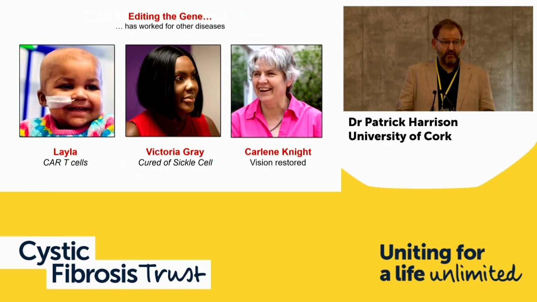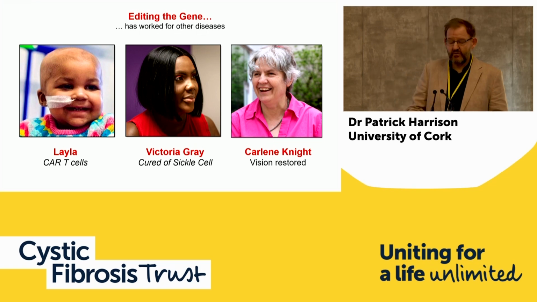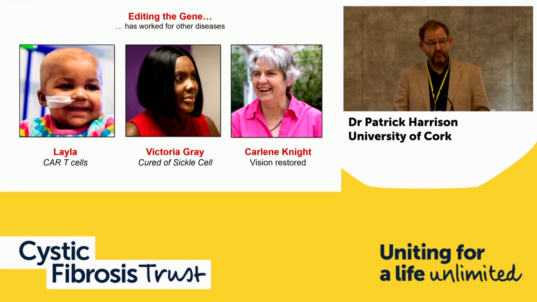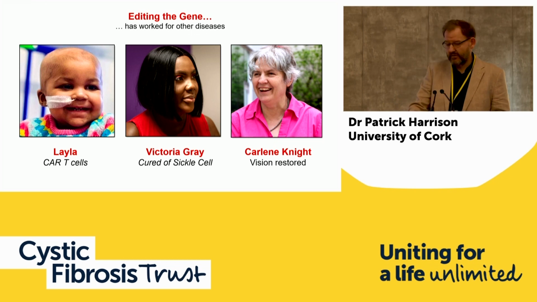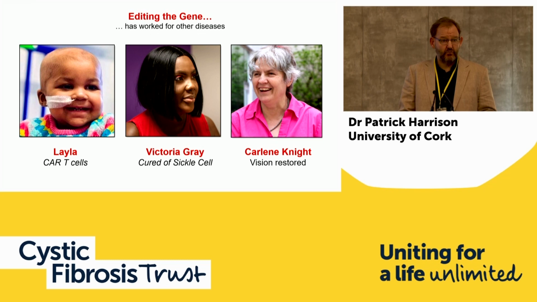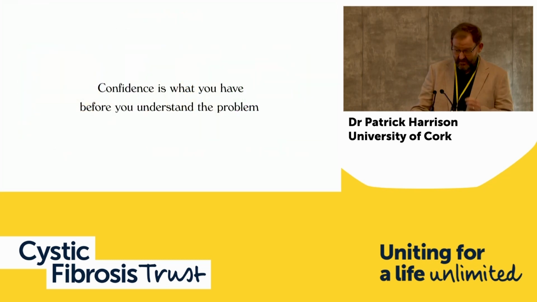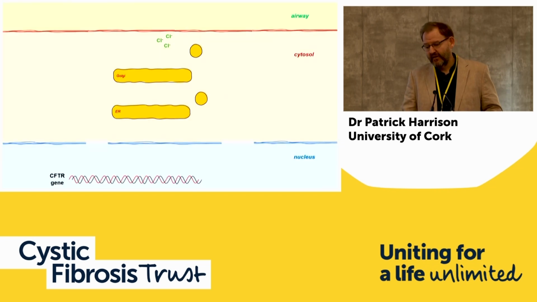And editing the gene has actually worked for other diseases. The girl in the first picture there received CAR T cells which had been gene edited, which saved her life. The lady in the middle, which I'll come back to a little bit later, Victoria Gray, was the first person to have her own cells genetically modified by editing and then put back, and that's actually cured her of sickle cell disease. And the person on the right here has had her vision restored in vivo by using gene editing.